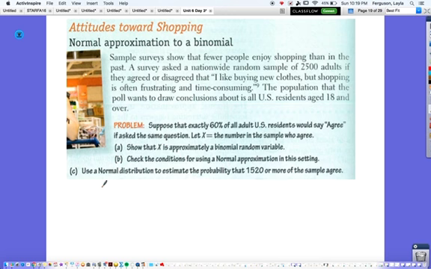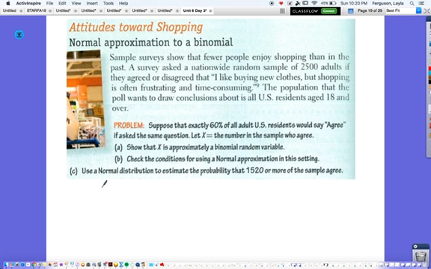Survey sample shows that fewer people enjoy shopping than in the past. A survey asked a nationwide random sample of 2,500 adults if they agreed or disagreed that "I like buying new clothing, but shopping is often frustrating and time-consuming." The population that the poll wants to draw conclusions about is the U.S. residents aged 18 and over.